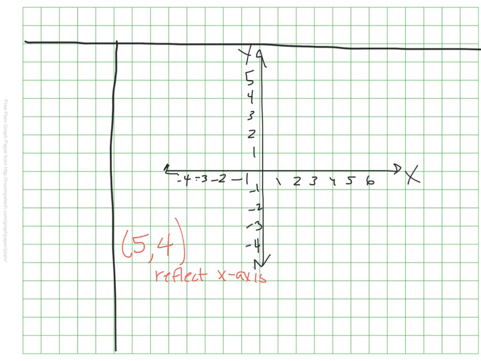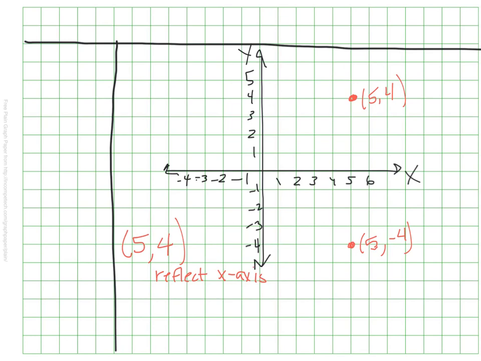coordinate point that you get when you reflect it across the x-axis. How'd you do? Do you have the new point at 5, -4? If so, you did it correctly.